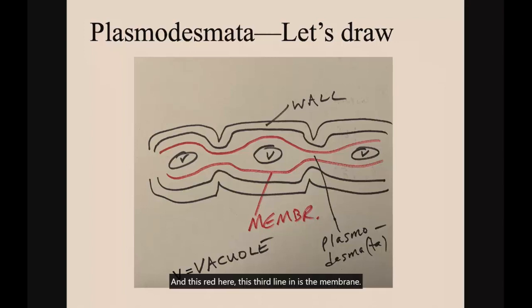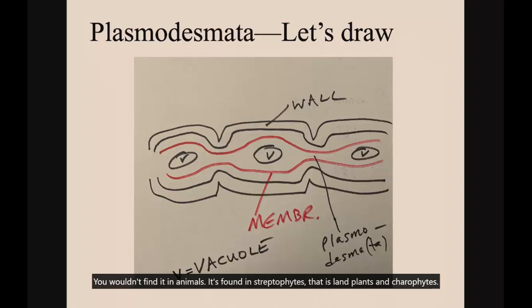This red here, this third line in, is the membrane. You can see that the membrane goes from cell to cell to cell through these little pores. And so this ability of fluid to flow from one cell to the next is not found in other organisms. You wouldn't find it in animals. It's found in streptophytes, that is land plants and charophytes. And this opening here, this passageway from one cell to the next inside the membrane, is called a plasmodesma. The plural is plasmodesmata. So that is a feature of streptophytes.